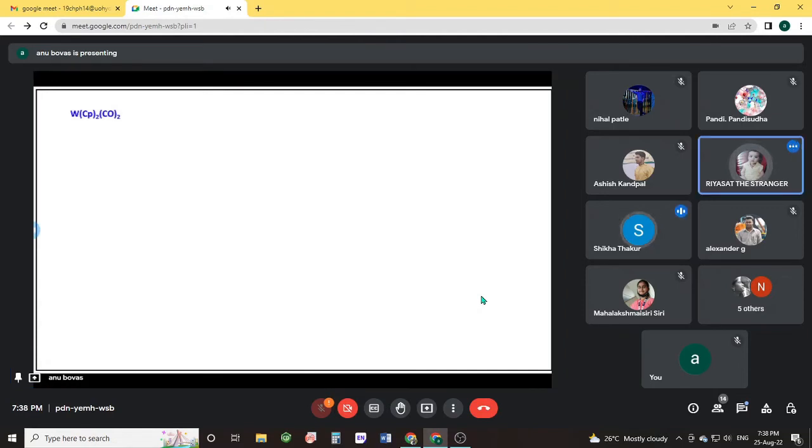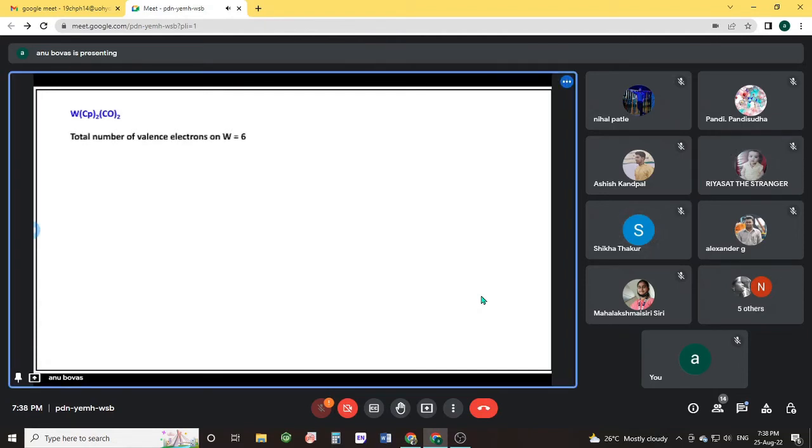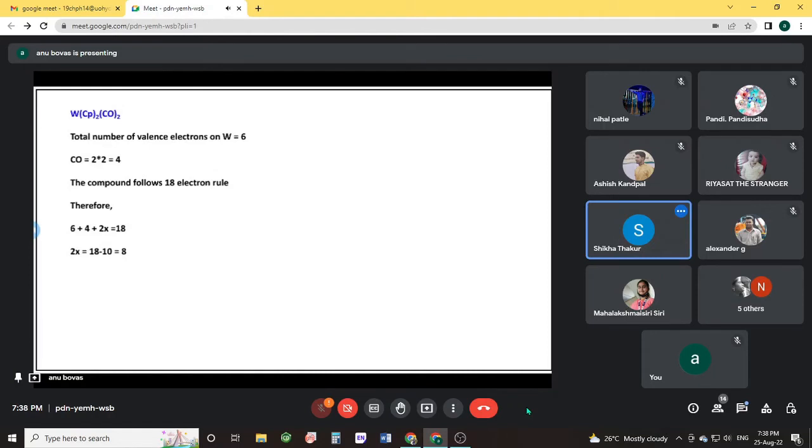So in this, this complex should follow 18 electrons, and tungsten has 6 electrons. 2 carbonyls are present, 2 into 2 is equal to 4, and for the compound to follow the 18 electron rule, we should have 6 plus 4 plus 2 into x, where x is the number of electrons donated by Cp, equal to 18. Therefore 2x should be equal to 8. How can Cp give 8 electrons? In what way will Cp be present?